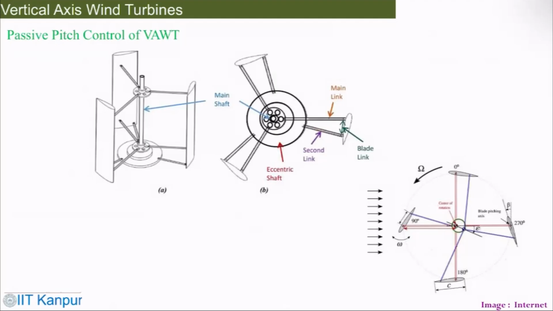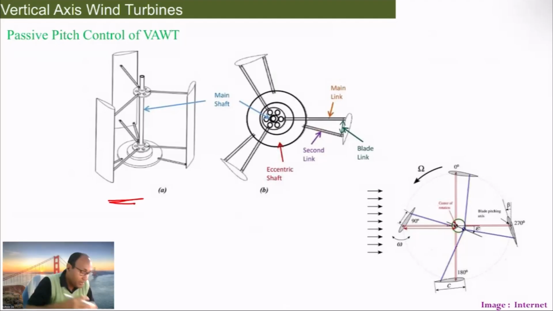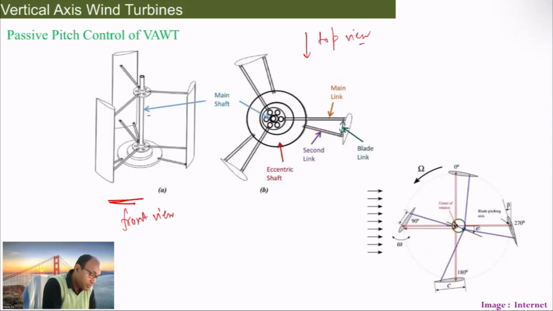Here, if you see, this is how the whole three-blade construction looks, with all the connecting rods, the main shaft and the bottom foundation. This is the front view, and this could be your top view, because you get to see the airfoil section of that particular blade, and you see how they connect with the main shaft, and this is the second link. From the top view you could see that.